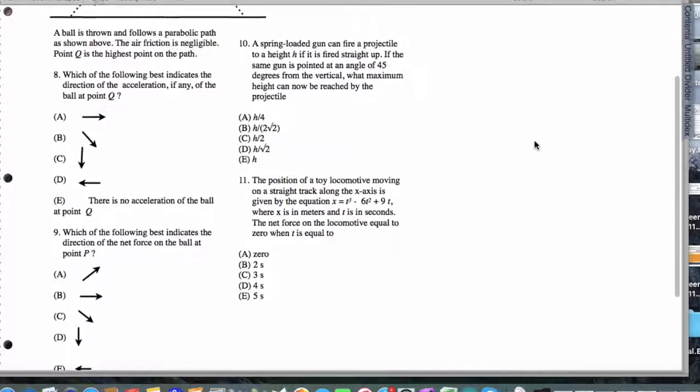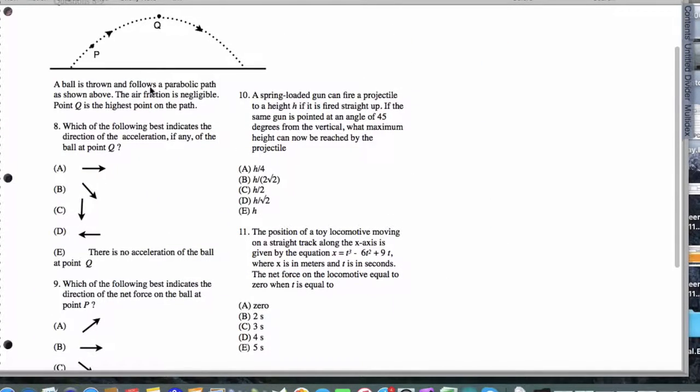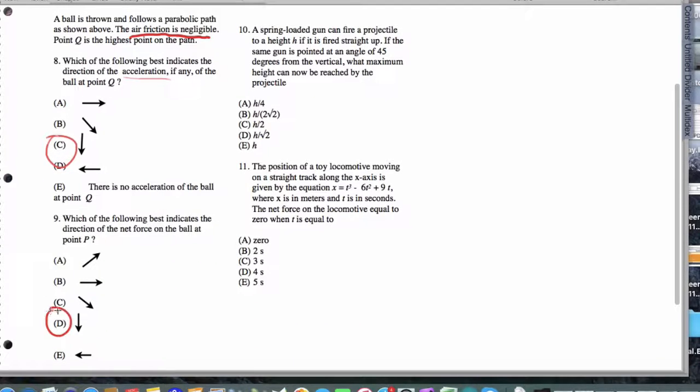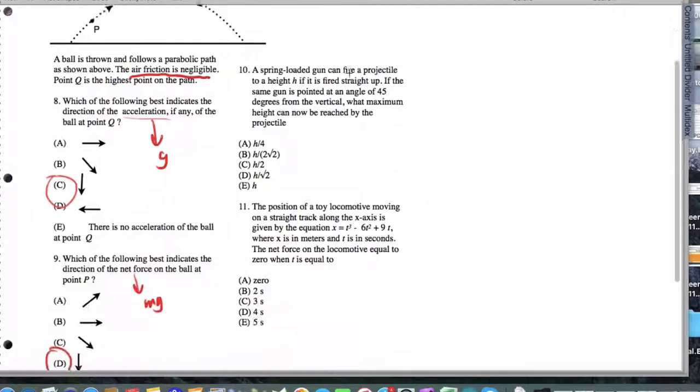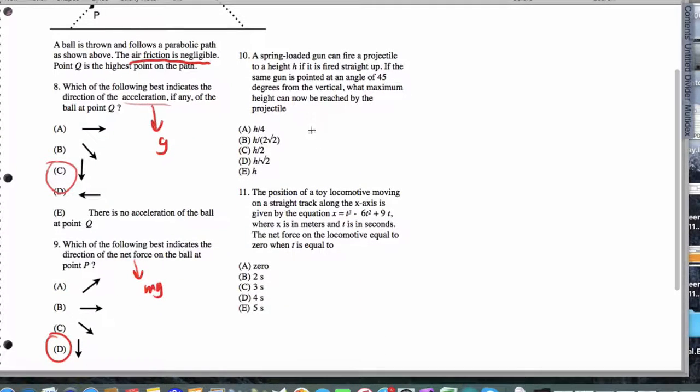And then for number 8, we've thrown a ball into the air parabolically. We've let it go. There is no air resistance. So what that means is the acceleration is always downwards. The net force is always downwards, because the net force is mg and the acceleration is always g for these projectile motion problems. Then for number 10.